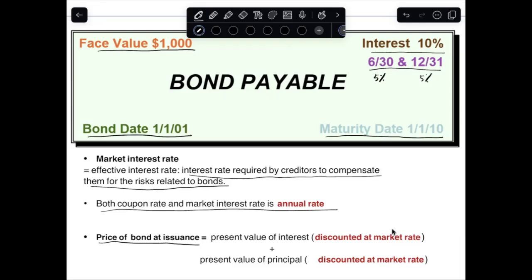And the present value of the principal. At the end of year 10, you will get the 1,000 back. So what does that mean to you today? You should discount 1,000 to today's value. So there are two parts you get because of this investment. First is the interest, another is the principal. To discount this value to today, you get the price of the bond at issuance.